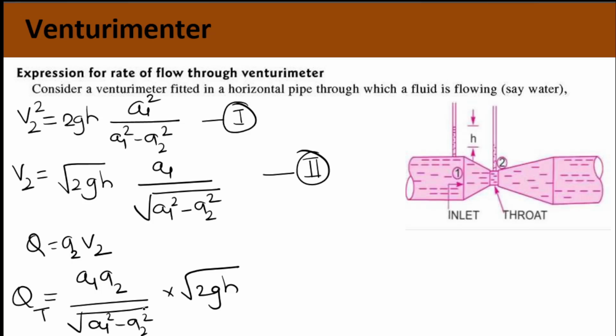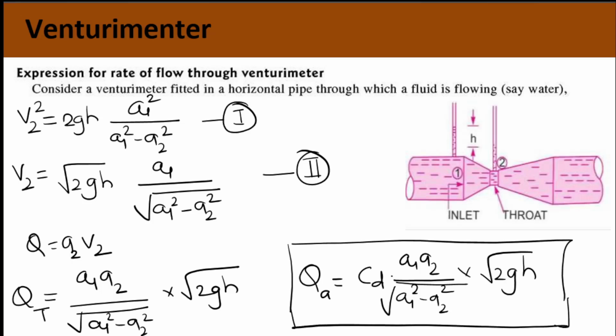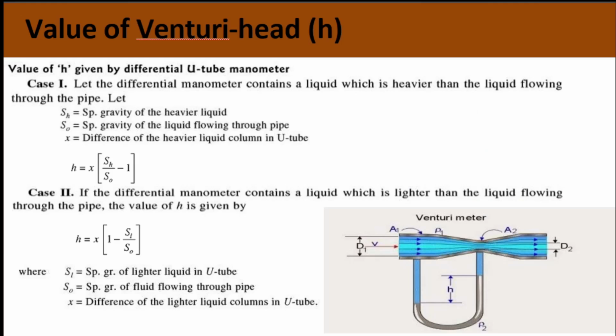Now we know that the actual discharge will always be less than the theoretical discharge. So to find out the actual discharge, Q actual, we add a coefficient of Venturimeter, Cd. So the relation will be Q actual equals Cd into A1 A2 upon under root of (A1 square minus A2 square) into under root of 2gH. Now this is the relation for flow rate through the Venturimeter. It's a very simple derivation. As I told you, the value of H was given by the differential U-tube manometer.